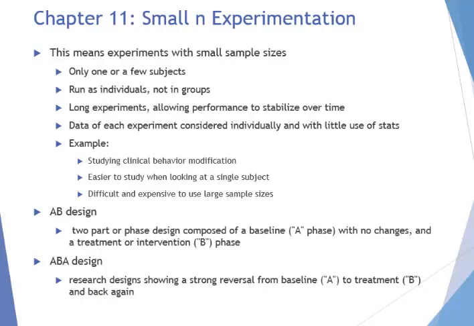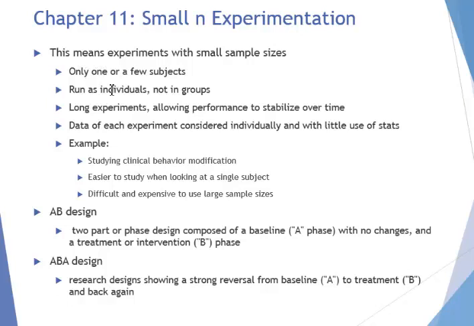The next chapter is going to cover a particular type of experiment, and that is a small n experiment. A small n experiment means a small sample size. Generally speaking, as we discussed earlier in the course, you always want as large a sample size as possible. Sometimes, however, for whatever reason, it's simply impossible. So small n experimentation can also work as long as we follow some of the rules that we're going to discuss. Small n generally means only one or a few subjects.